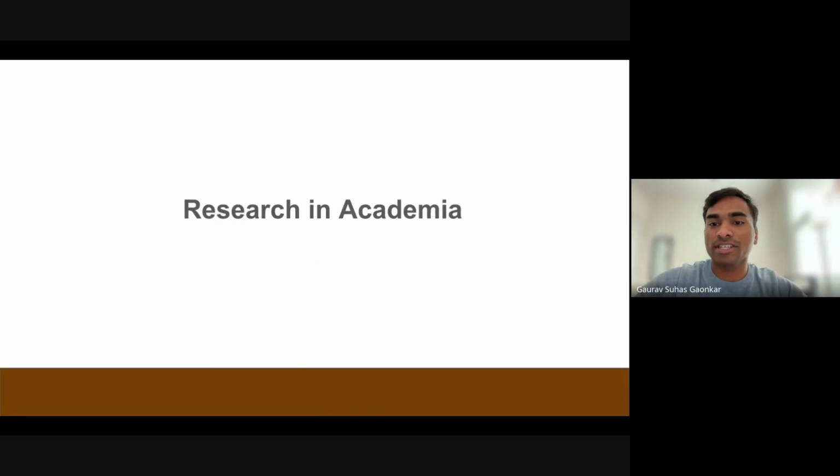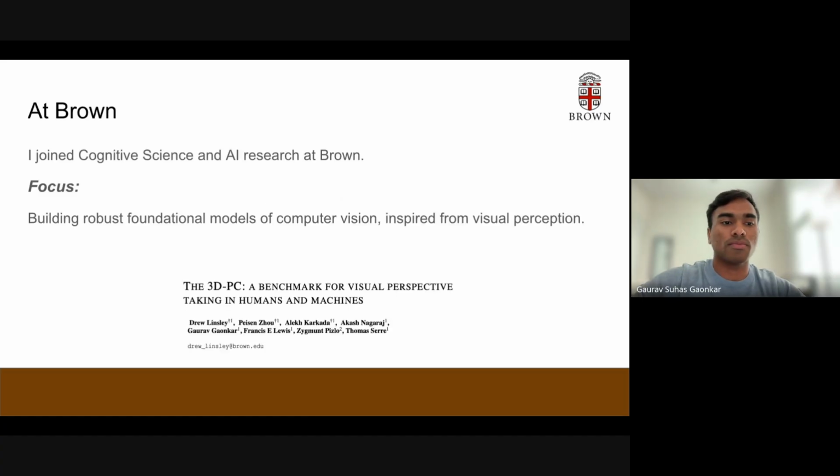Let's move towards the first chapter, which is academia and industry. So I was actively involved in academic research for my 2 years at Brown by being a member of the Cognitive Science and AI Research Lab. Here, our lab focuses on how humans recognize or make sense of this visual world. This is a visual perception lab.